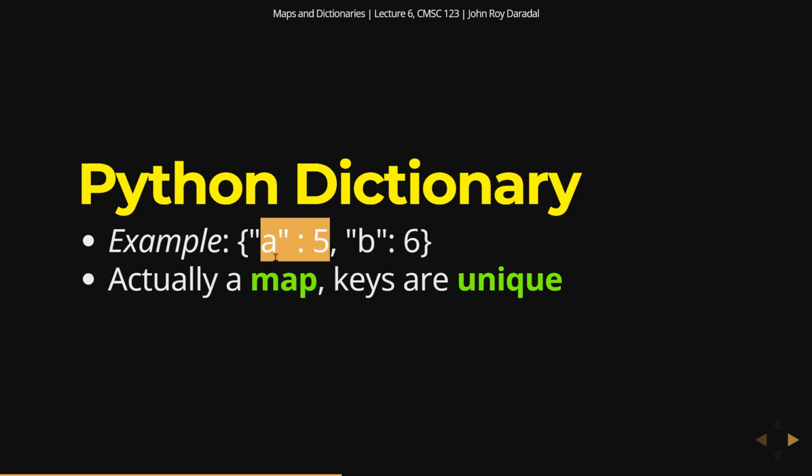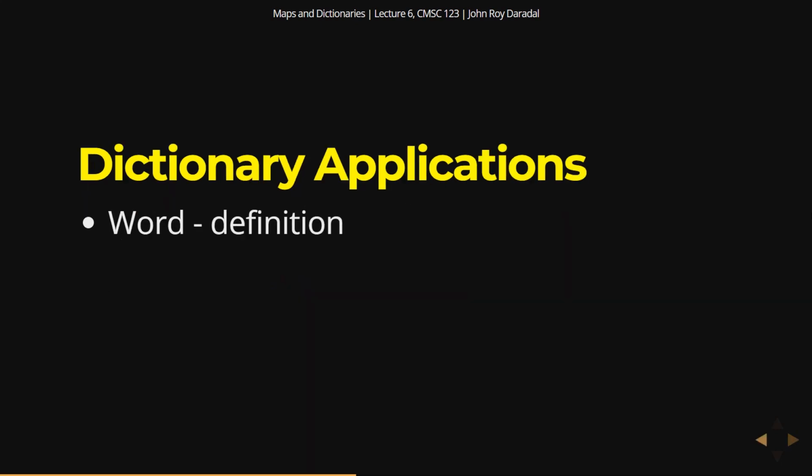So if you set this to A4, then this will become A4 and not add a new entry. So this is actually a map and not a dictionary technically. They just call it a dictionary, but it's technically a map. Okay? So don't be confused by that. So what are some applications for the dictionary?